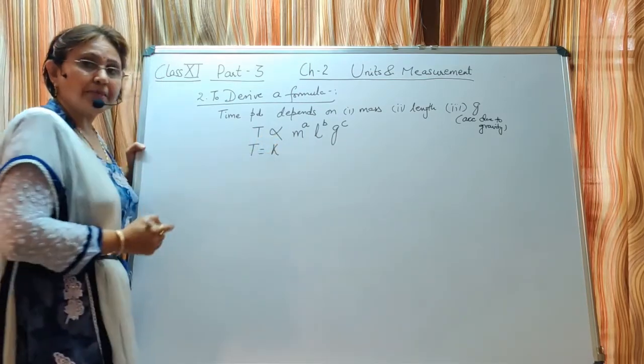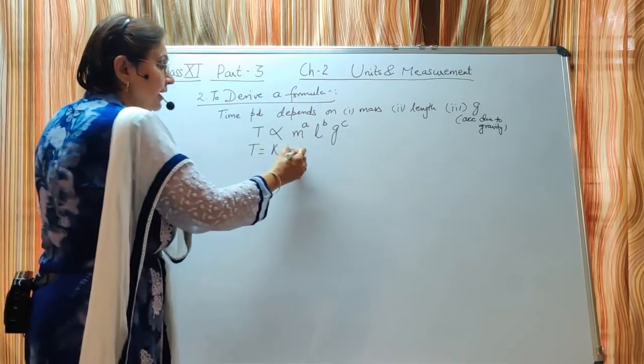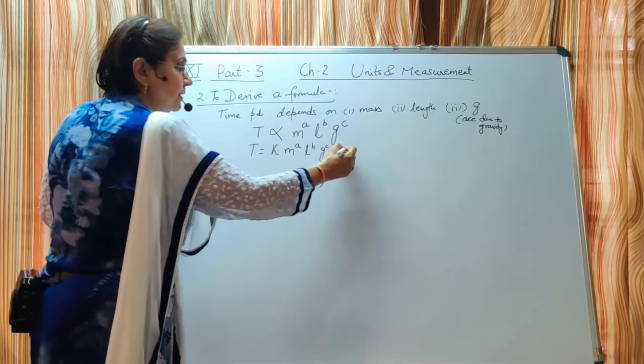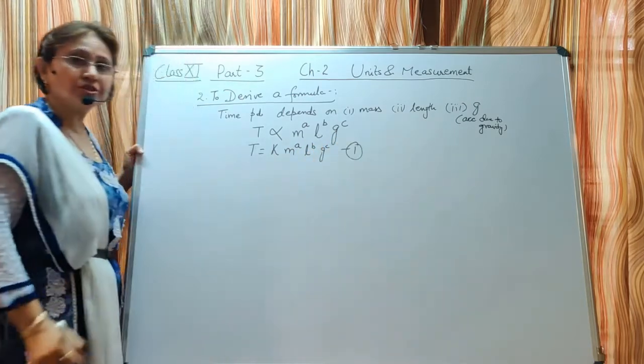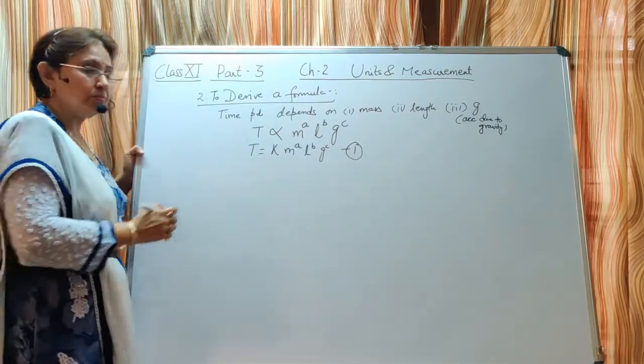So on equating, some constant of proportionality comes. Let the constant of proportionality be k. T is equal to k, M raised to the power a, L raised to the power b, g raised to the power c. Let us call it equation number 1. Now we'll put the dimensions of each term over here.